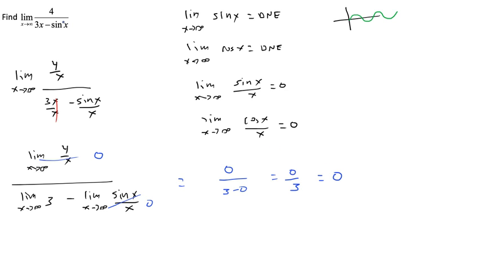So what does that mean? It means that the limit of this function as x approaches infinity does equal 0. That's what's known as a horizontal asymptote at the line y equals 0.